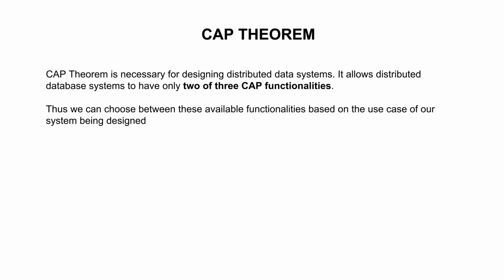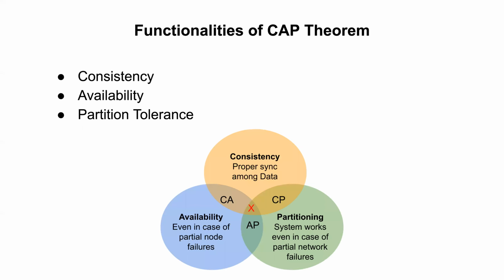Why do we need CAP theorem? A distributed data system is highly dependent on the network, and there is a chance that our distributed system could fall into a trap of network failures. In such a case, we have to choose between consistency or availability. So that's why we need CAP theorem.